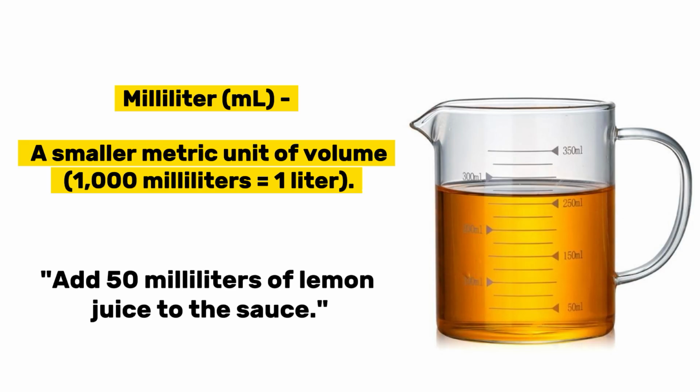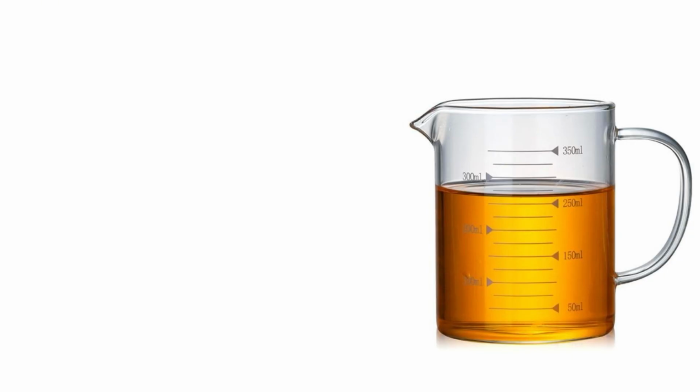Next is milliliter, a smaller metric unit of volume. 1000 milliliters equal 1 liter. For example, add 50 milliliters of lemon juice to the sauce.